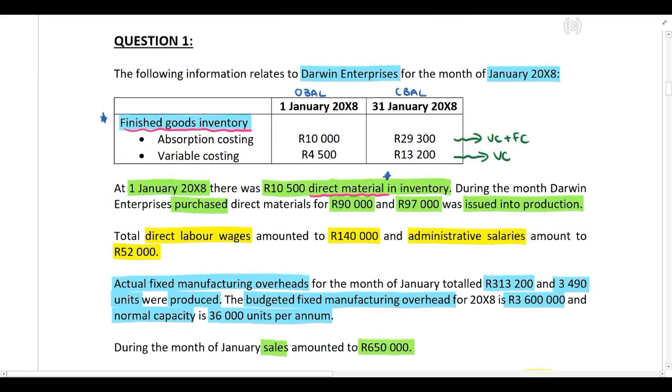So if we start with the journal entries and the general ledger accounts, first let's just take all of the opening and closing balances that we've been given in the question and include all of the opening and closing balances in our general ledger accounts. After we've done that, we can look at processing the new transactions for the month. So first we are looking at variable costing. So for finished goods inventory, we have an opening balance of 4,500 Rand and a closing balance of 13,200 Rand.